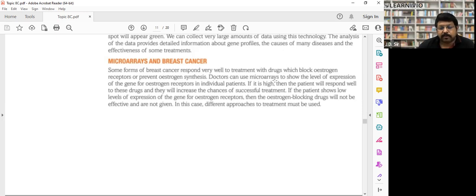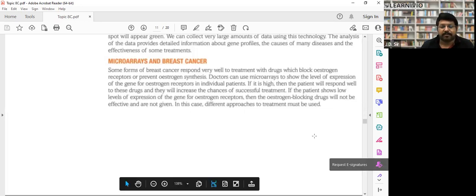Doctors can use a microarray to show the level of expression of the gene for the estrogen receptor in an individual patient. If it is high, then the patient will respond well to these drugs, and this increases the chances of successful treatment. If the patient shows a low level of expression of the estrogen receptor gene, then estrogen-blocking drugs will not be effective and are not given. In this case, a different approach to treatment must be used.